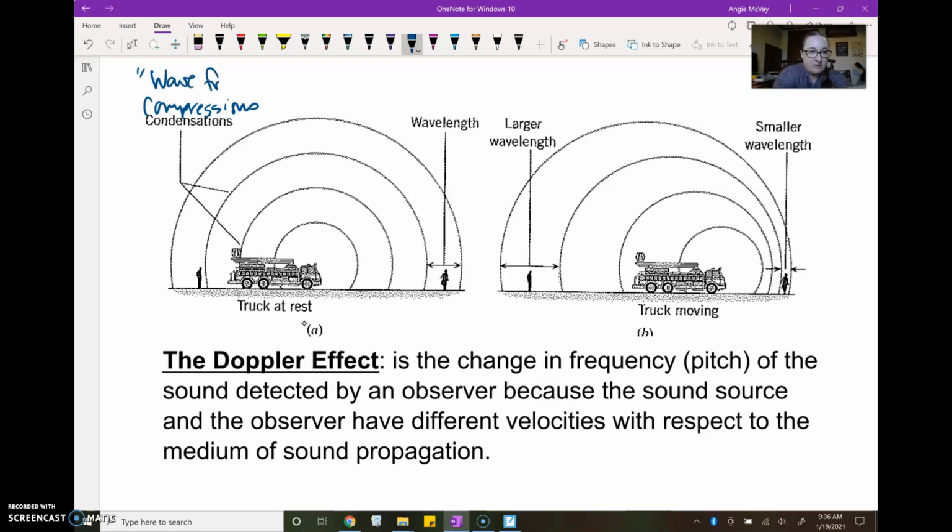fronts. Sorry, I was distracted by a giant noisy truck going by my house.